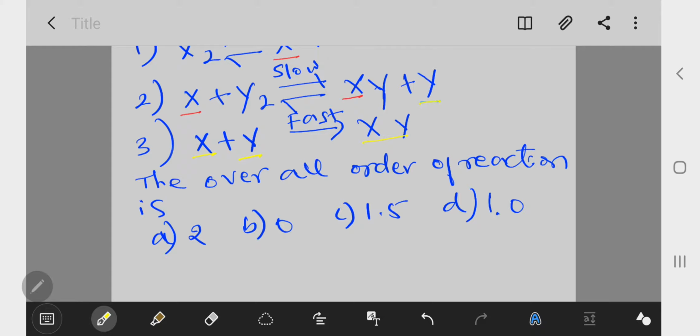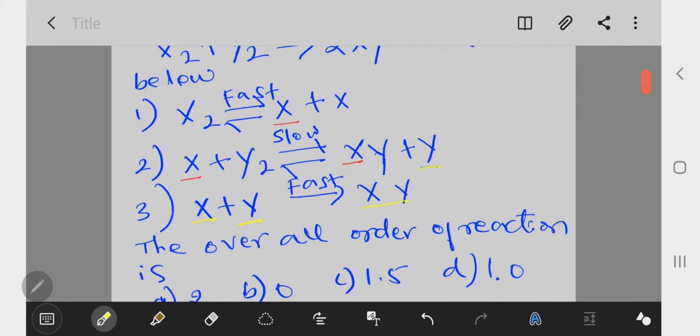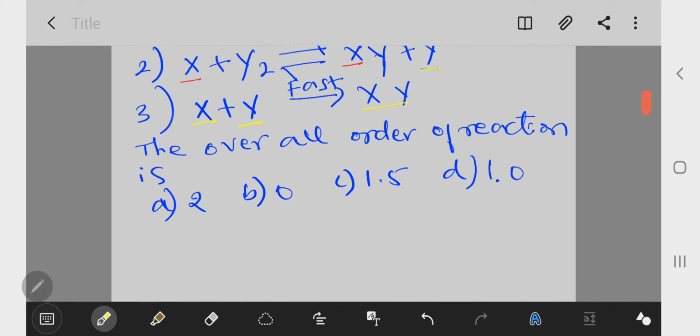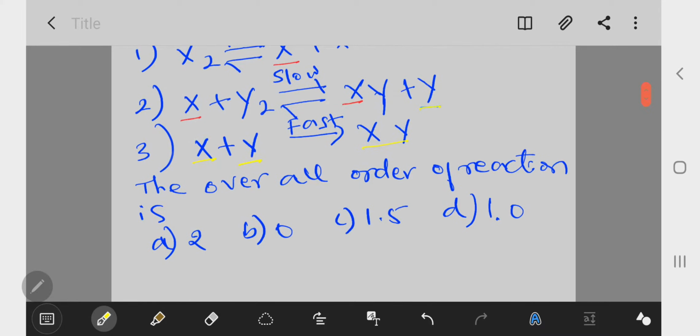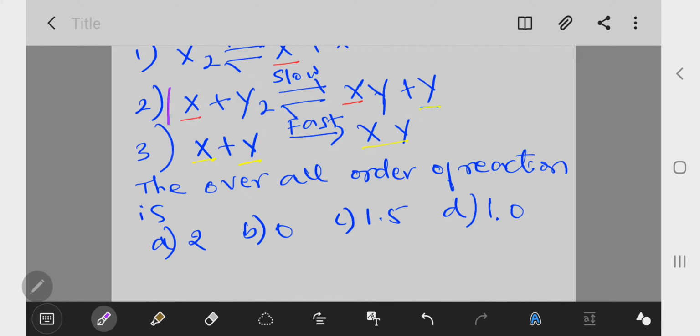Now we have to write the rate equation first for the slowest step. Among these three steps, for telling the order we are supposed to take the rate determining step. The slowest step is the rate determining step. The rate determining step is this one. Now I am going to write the rate equation for this slowest step.